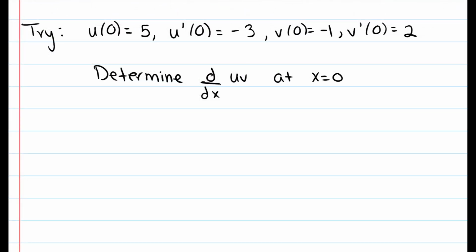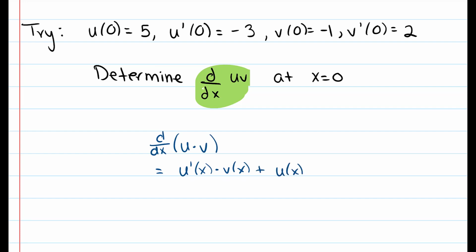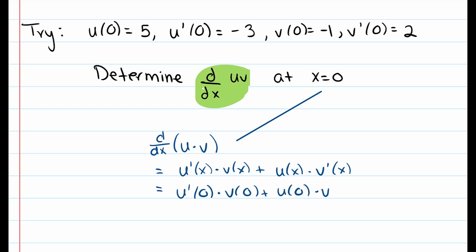So now on your own, I want you to try to determine the derivative of uv at x equals 0. So notice I'm not giving it to you as y equals, I'm just telling you to find d/dx of u times v. Keep in mind that they are both functions of x. Alright, so we want to find the derivative with respect to x of u times v. So this is going to be equal to u prime of x times v of x plus u of x times v prime of x. And we want this at x equals 0. So it's going to be u prime of 0 times v of 0 plus u of 0 times v prime of 0.